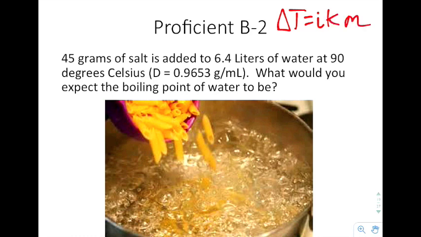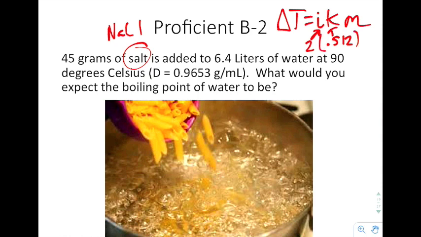The first thing we need to realize is that you actually need to know this K value, and it's not given to you. It should be given to you as 0.512. The second thing we need to realize is that we're talking about salt, which is NaCl. Because of that, we know that this i term is 2.